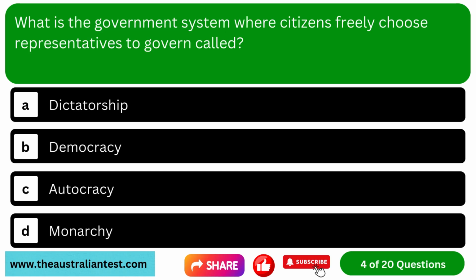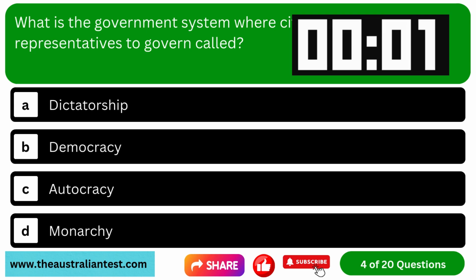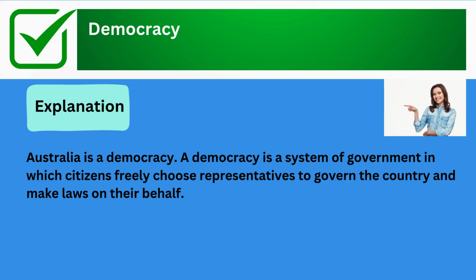Question 4. What is the government system where citizens freely choose representatives to govern called? Option A, dictatorship. Option B, democracy. Option C, autocracy. Option D, monarchy. The correct answer is democracy.